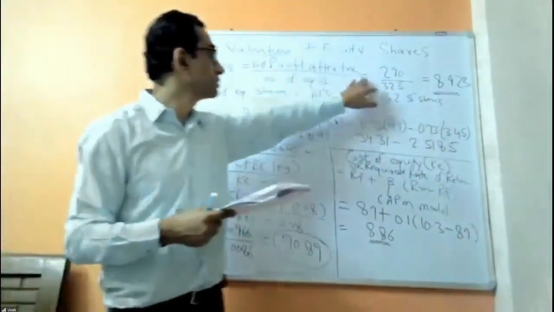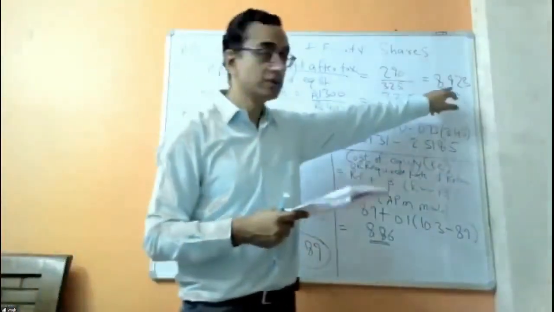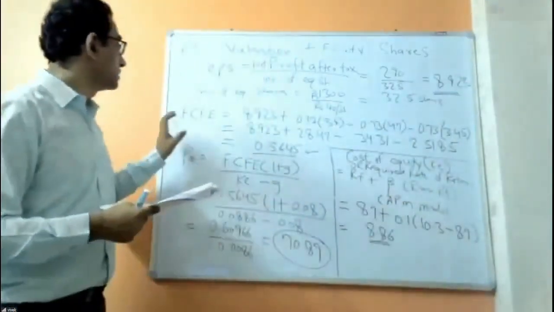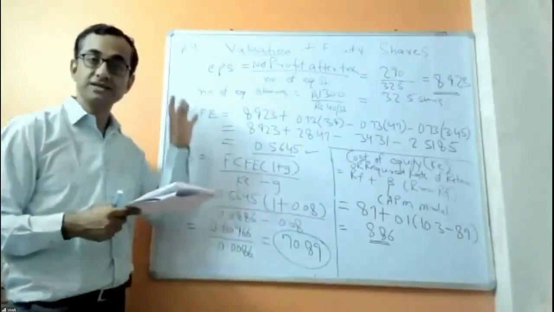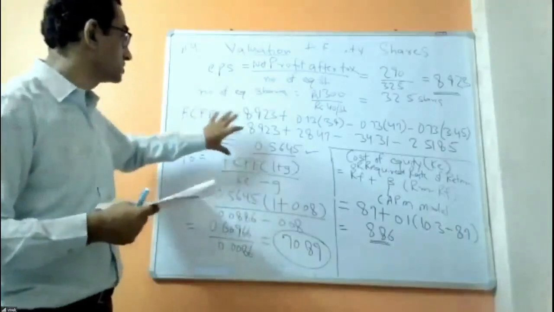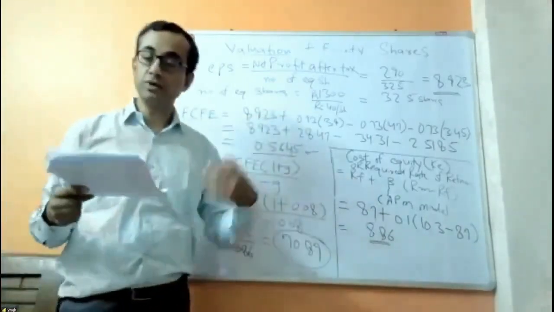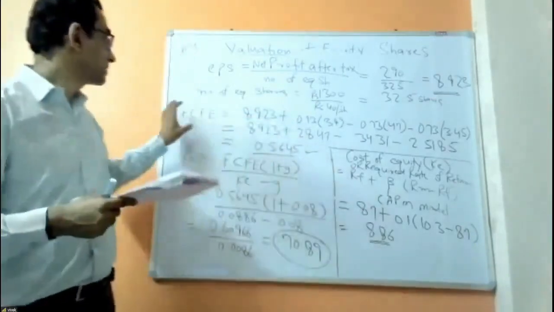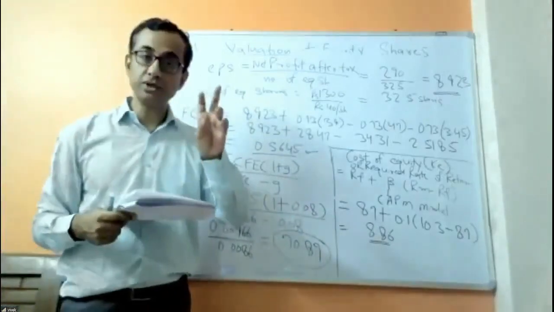So net profit 290 crore divided by 32 lakh 50,000, we get the EPS 8.923. Now we got the EPS, we calculate the FCFE or free cash flow to equity, which is the EPS amount 8.923 plus 0.73. Why 0.73? Because it is the cash flow which is available to the equity shareholder. Therefore, the percentage of equity has to be taken.